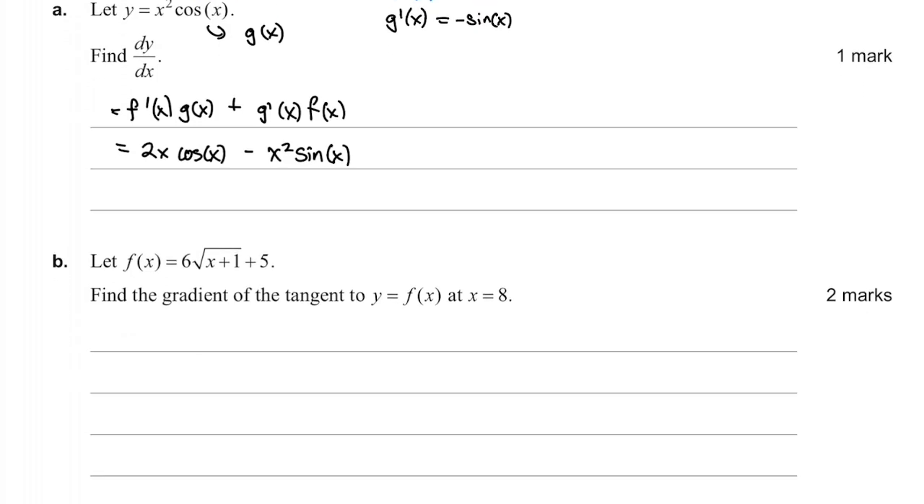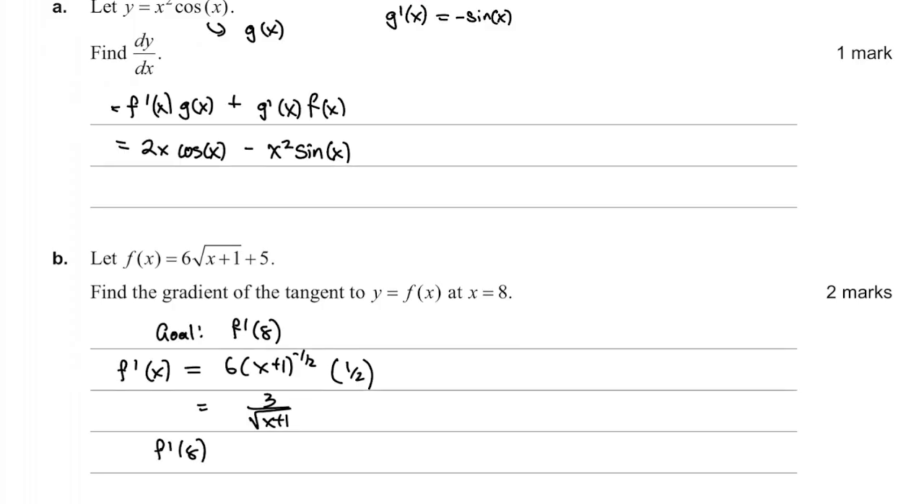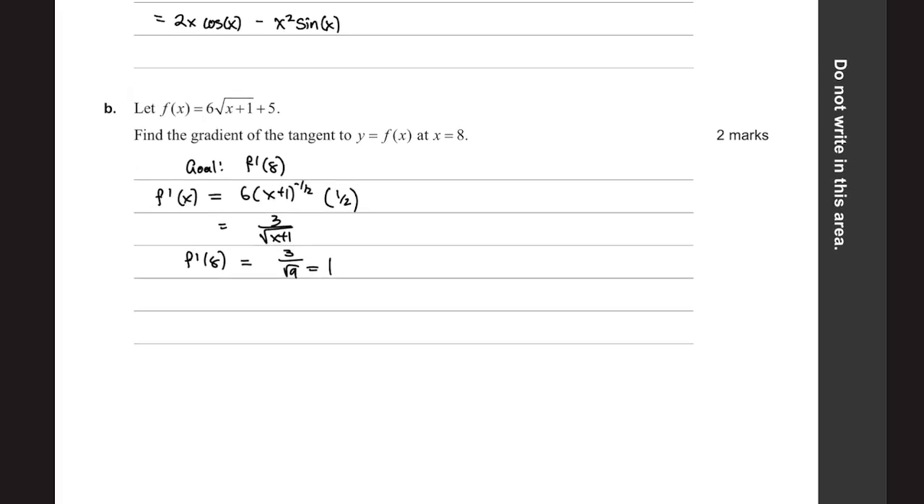Next one, f of x equals that. Find the gradient of the tangent at x is 8. So the goal here is basically just f dash of 8. So from there, we just have to figure out what the derivative is. That's just chain rule. So we lower the power by 1, so we're going to have 6 times x plus 1 to the negative half. Take the power out the front, so that's times by a half. 5 obviously disappears. Multiply by the derivative of the inside, which is just 1, so we can leave it at that. So that's going to be 3 times 1 on root x plus 1. From there, we sub in 8, so f dash of 8, and that's going to equal 3 on root 9, so that's going to equal 1. That's it for 2 marks.